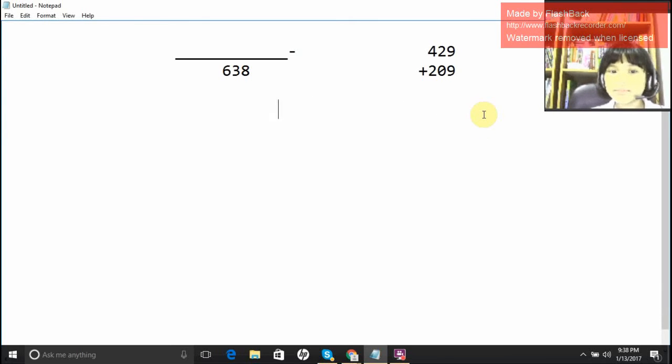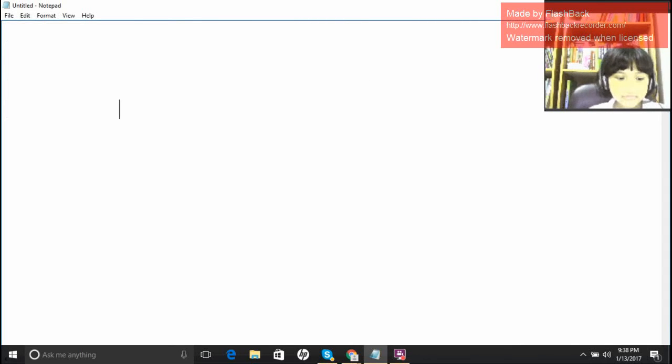First we'll start with basic adding, like this. First you need to learn basic adding to do more advanced adding, like adding three numbers all together. So 7 plus 7 equals 14, right? 24 plus 24 equals 48. So these are some examples.